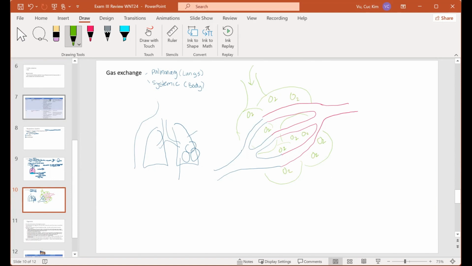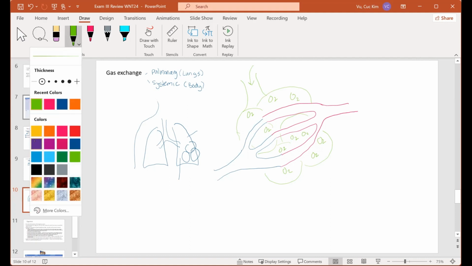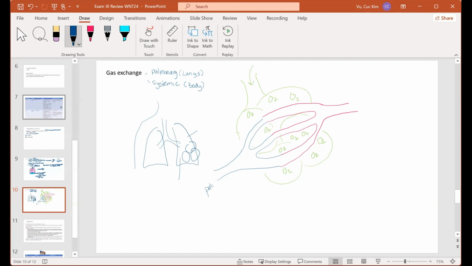Okay. Now, coming from the heart, what blood vessel takes blood to the lungs? What blood vessel? The pulmonary, nope. The pulmonary vein will go back to the lungs. There you go. So this is going to be the pulmonary arteries.